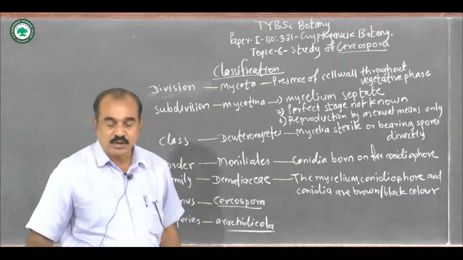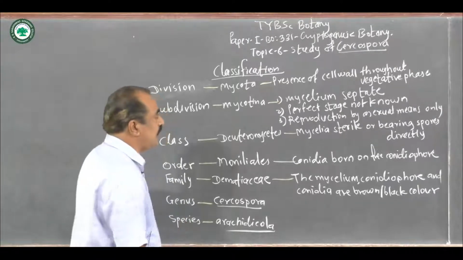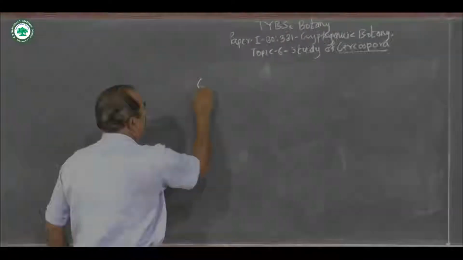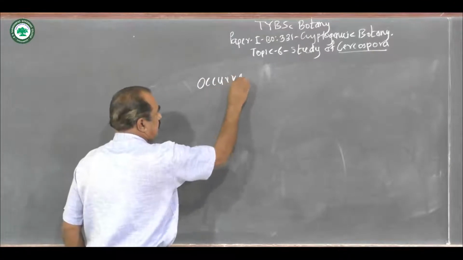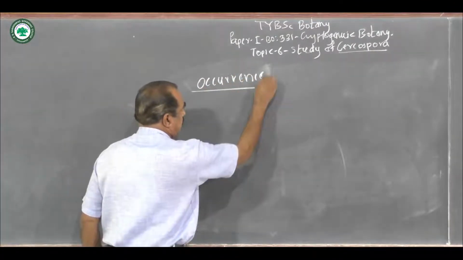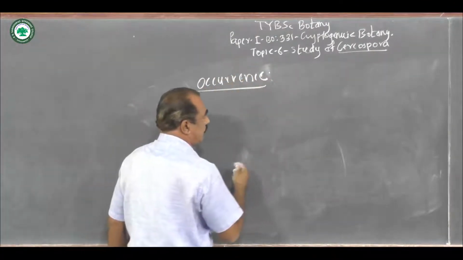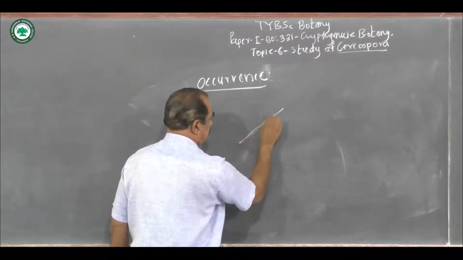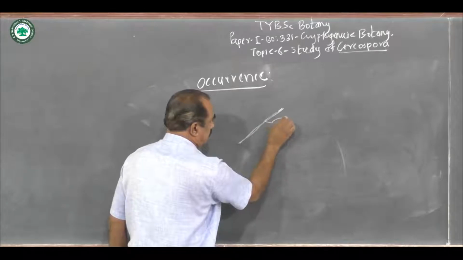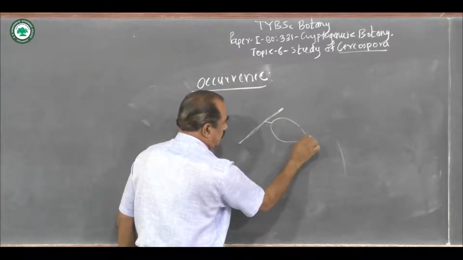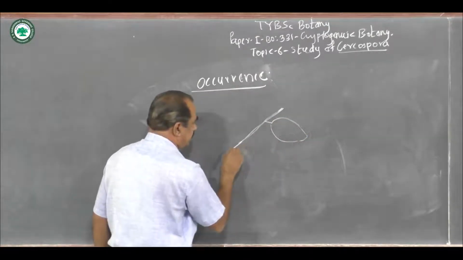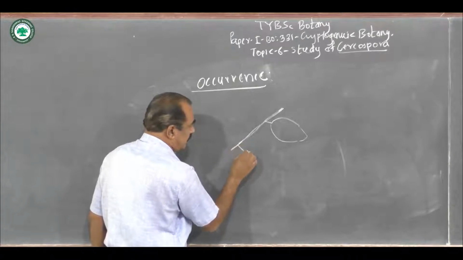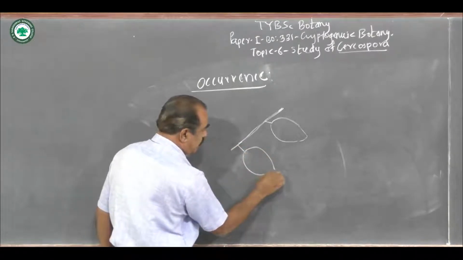Now next, that is the occurrence of the Cercospora arachidicola. Occurrence. It acts as a pathogen on some host higher plants, for example groundnut.